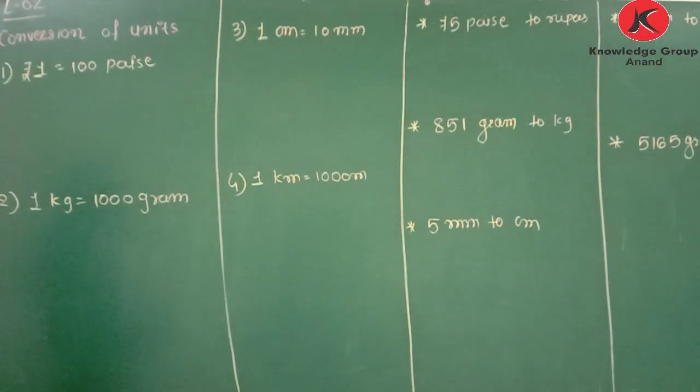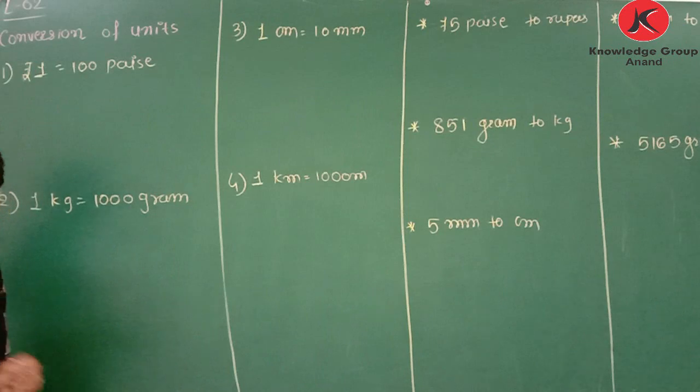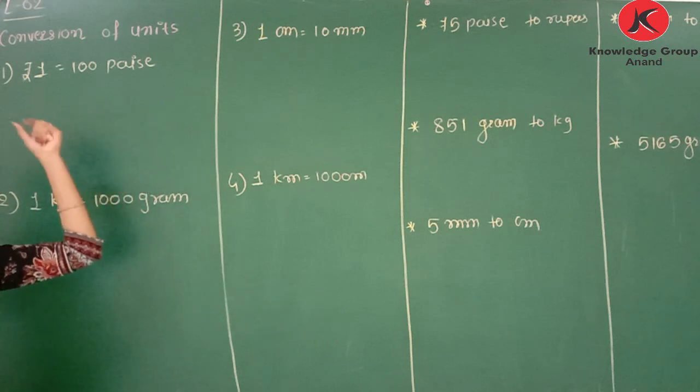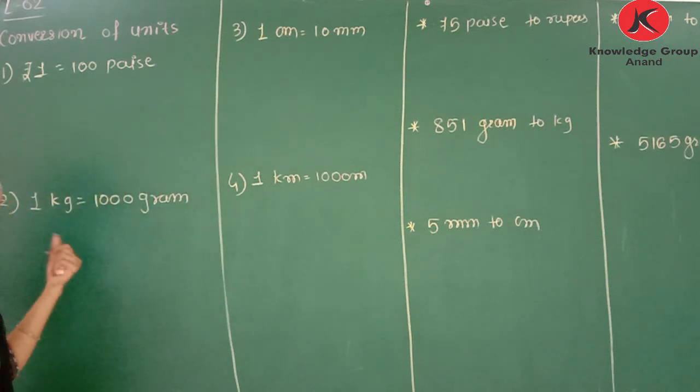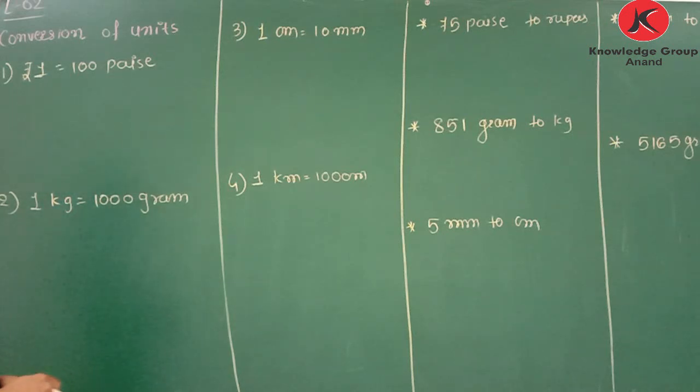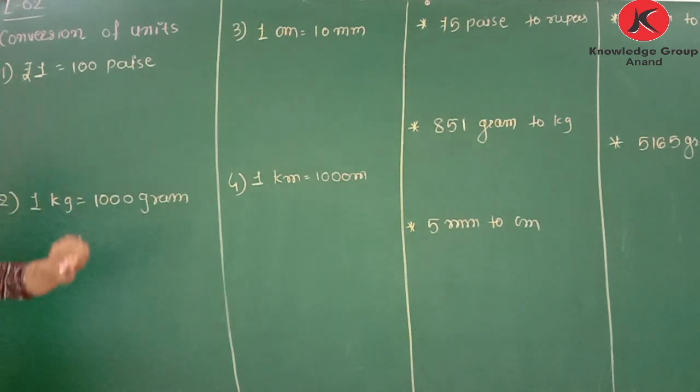Now conversion of units. We have learned this in 6th standard, but again we revise the topic. Conversion of units means convert rupees into paisa, paisa into rupees, gram into kilogram or kilogram into gram. We have already done the exercise very well. So let's start, revise it. First, 1 rupee is equal to 100 paisa. We already know 1 rupee is equal to 100 paisa.